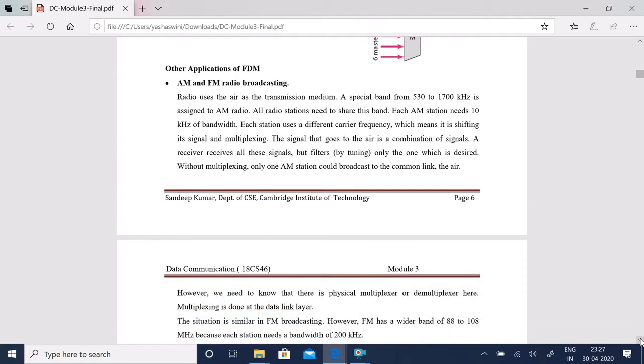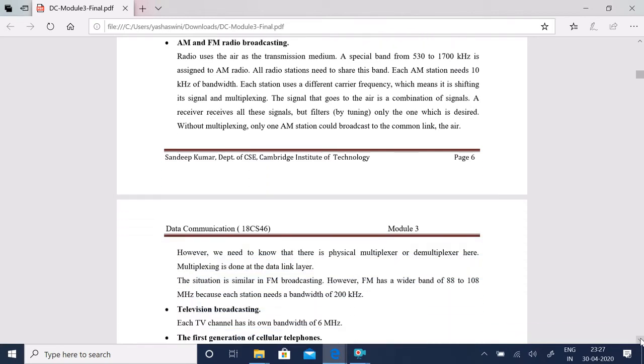So what happens in your radio broadcasting is you will have a particular channel, that is a particular band. For example, if the allotted frequency between 530 to 1700 kilohertz is assigned to AM radio, all radio stations need to share this band. So each AM station can support 10 kilohertz of bandwidth and this has to be used using multiplexing.